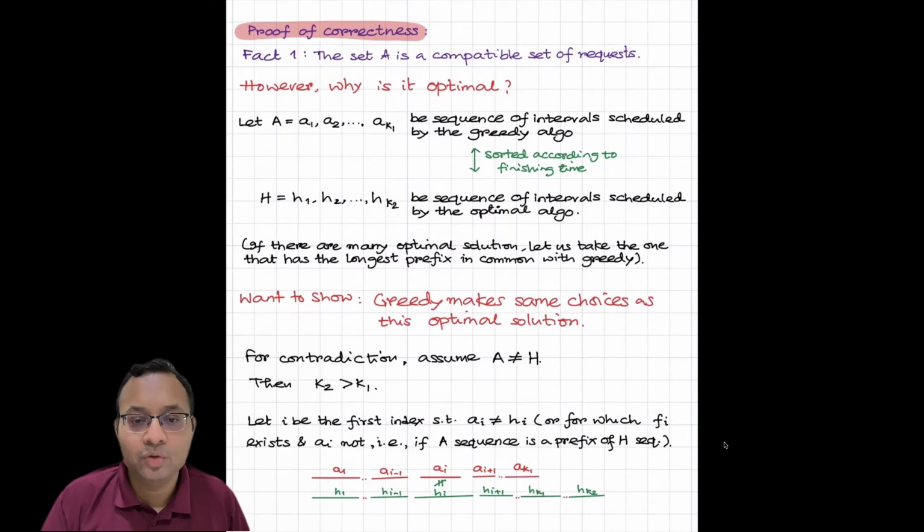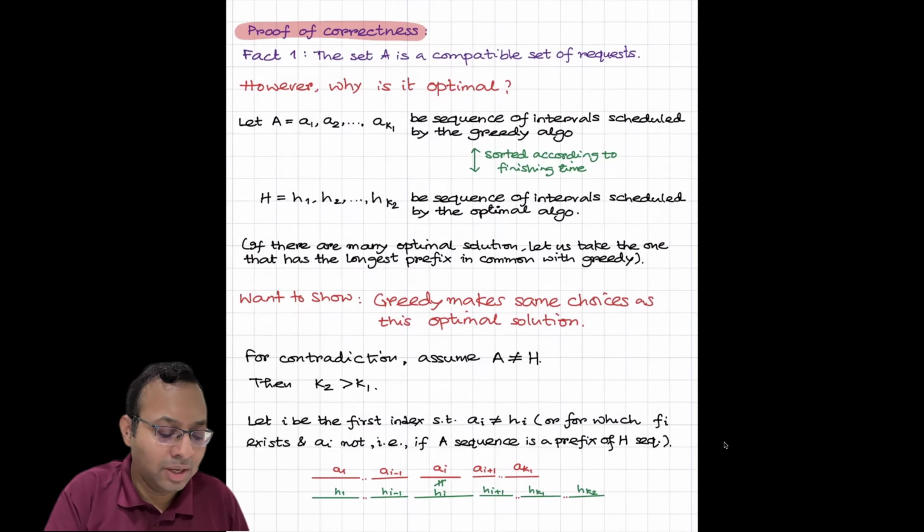So we have K2 jobs in the optimal solution, and K2 is more than K1 because we are assuming greedy is not optimal. So the jobs could be H1, H2, up to HK2. Here also we have sorted according to their finishing time. Now, if there are multiple optimal solutions, we take the one which has the longest prefix common with greedy. By longest prefix, I mean, let's say the first i jobs, if they're the same in both A and H, we say they have prefix i common. So among all jobs, they have some common prefix, maybe it's empty. But if there are multiple optimal solutions, we take the one which has the longest prefix.